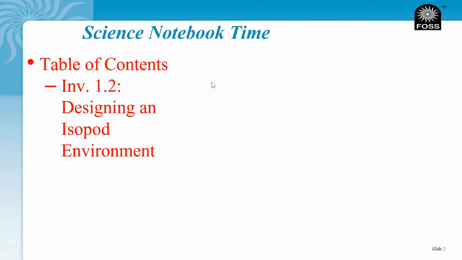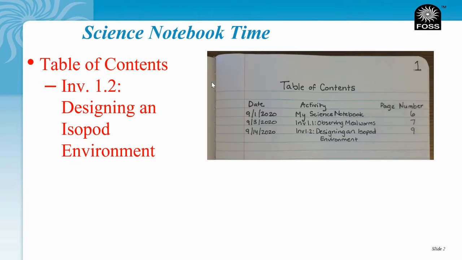Open your science notebook to the table of contents. Under the date column, you will write today's date, September 14th, 2020. The title of today's investigation is Designing an Isopod Environment. Under the activity column, you will write INV for investigation 1.2, Designing an Isopod Environment.